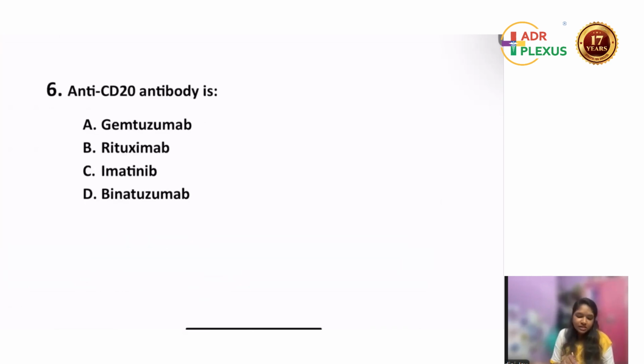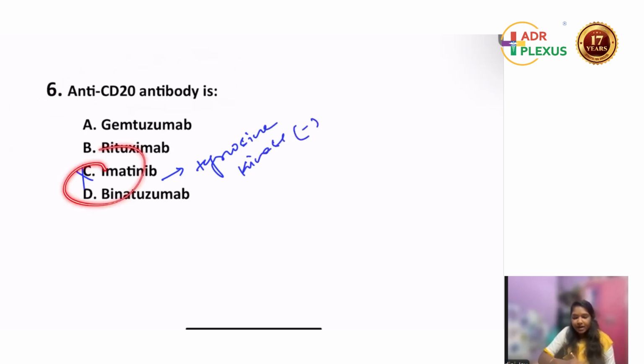The next question. This is not actually a question from pediatrics, but this we have discussed in our class as one among the options. So you should be able to get it right. The question was anti-CD20 antibody. What is the answer? Gemtuzumab, rituximab, imatinib, binatazumab. Among this, one thing you can rule out. What is it? Imatinib. When it is going to be monoclonal antibodies, usually it will end with MAB. Imatinib is actually not. When it is ending with NIB, it is a tyrosine kinase inhibitor. So this could not be an answer for this.